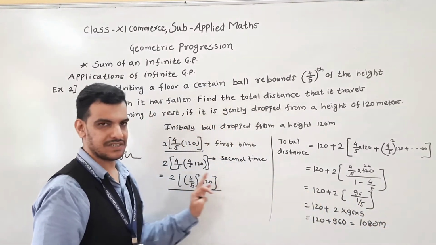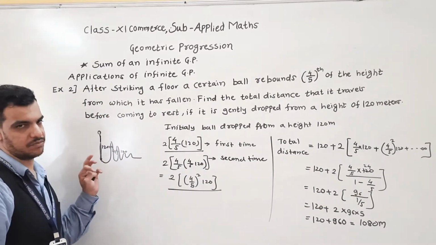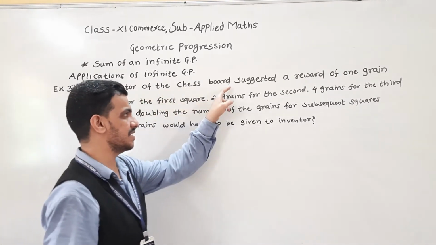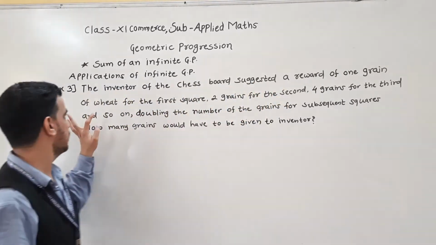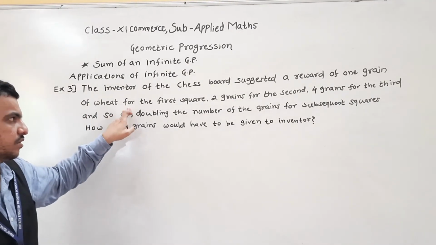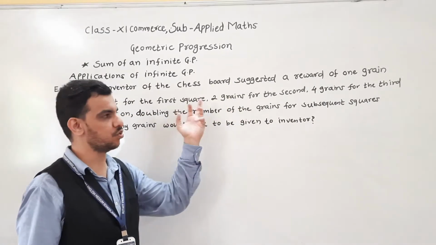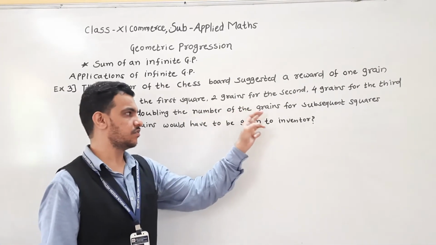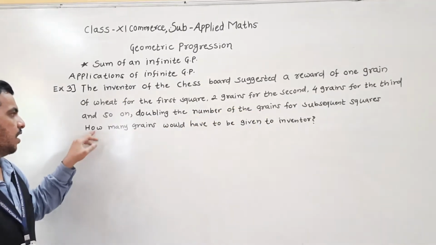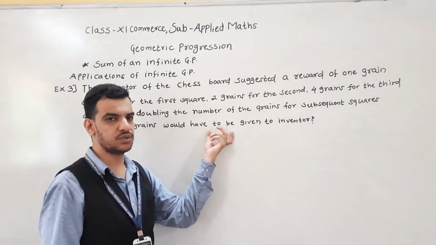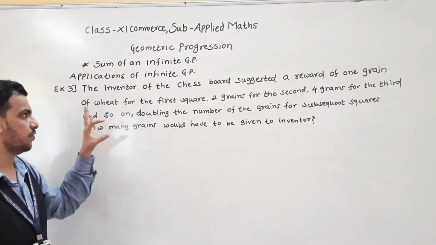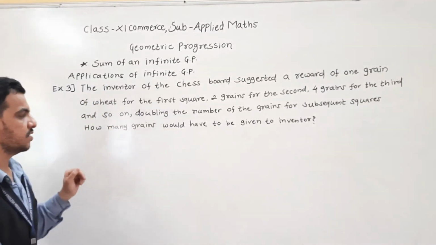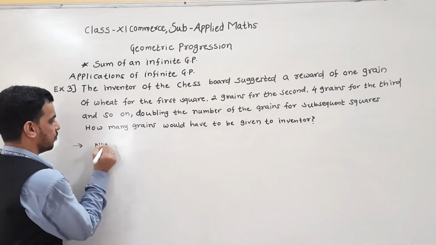Okay, understand this. Now we will take the third example. The inventor of the chessboard suggested a reward of 1 gram of wheat for the first square, 2 grams for the second, 4 grams for the third, and so on, doubling the number of grams for subsequent squares. How many grams would have to be given to the inventor? Okay, so we know that in a chessboard there are 64 squares. So we can find the number of grams this way.